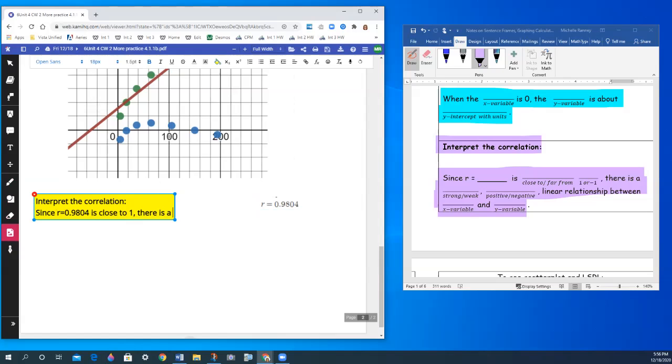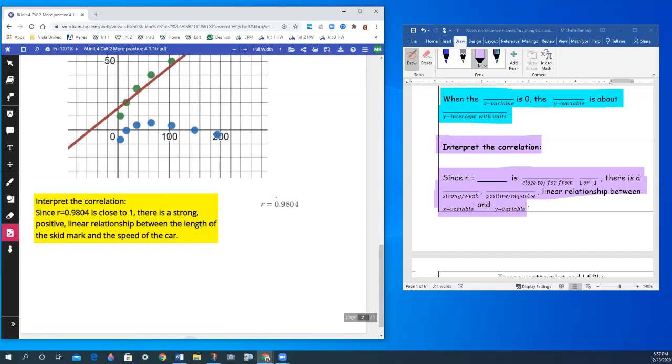There is a, and because of that being so close to +1, there is a strong positive linear relationship between, again, the X, which is the length of skid mark, and the speed of the car.